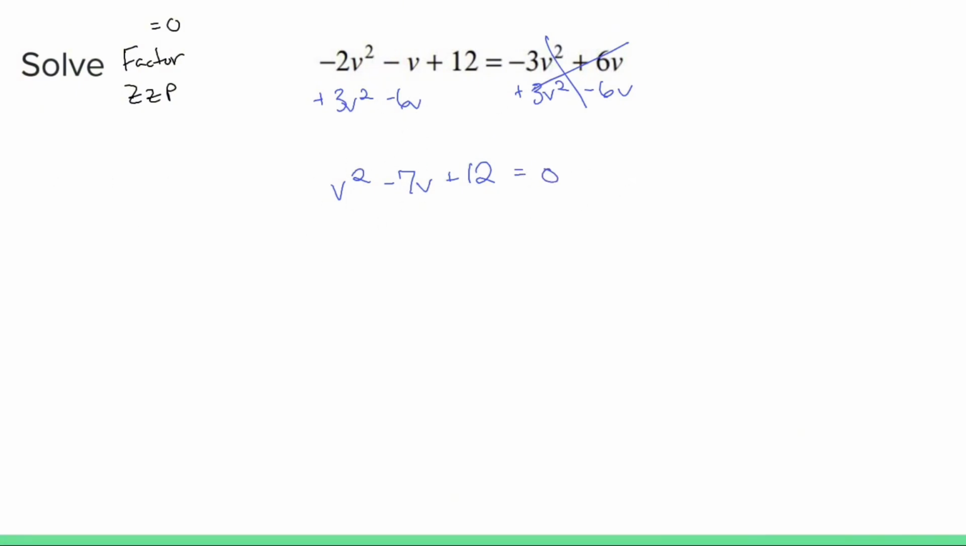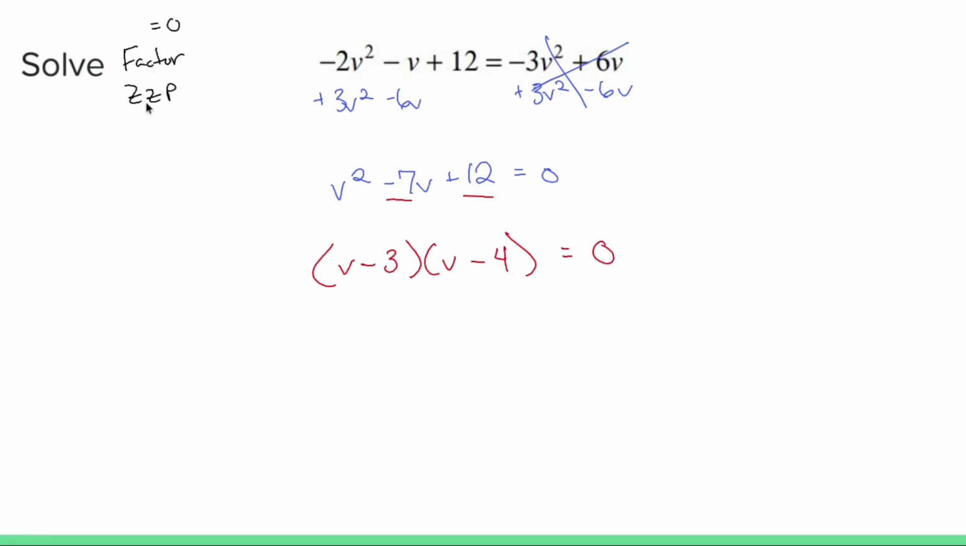What you do when you factor is you think of two numbers that add up to negative 7 and multiply out to 12. If it multiplies out to a positive but adds up to a negative, you have two negatives living in here. So v minus something and v minus something. Two numbers that multiply out to 12 but add up to 7 are going to be 3 and 4, in no particular order.